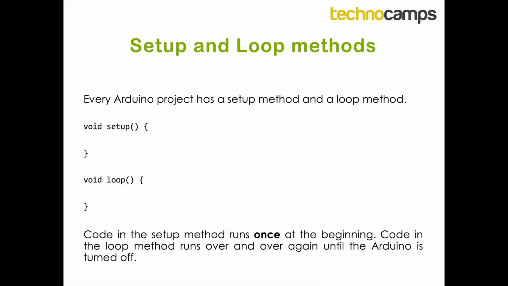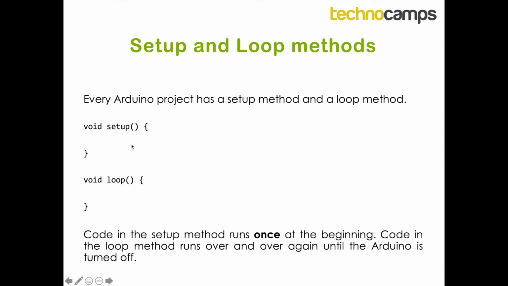The last thing we need to look at are the loop and setup methods. Every Arduino project, if we're using C++ to write our code, has a setup and a loop method. They would look something like this. If you started a new project, you would see void setup and these squiggly brackets, and void loop and these squiggly brackets. Okay, and all of your code would go inside these methods.